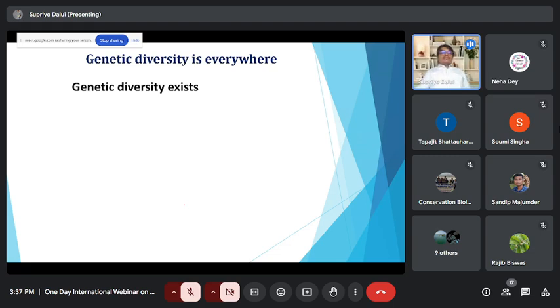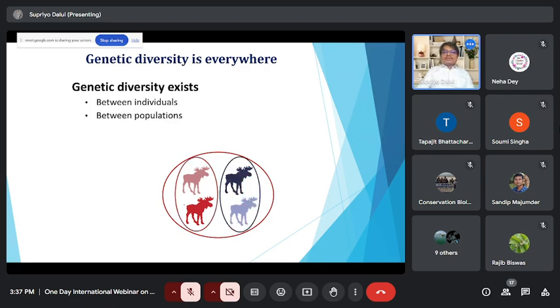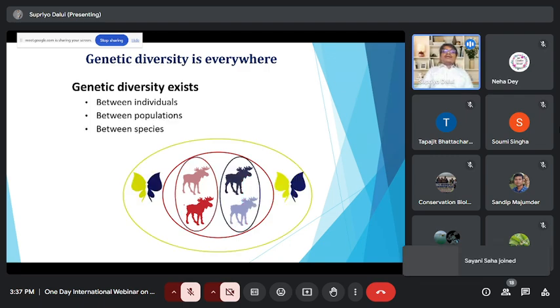So genetic diversity is everywhere. Genetic diversity exists between individuals. It can exist between populations and between species. So when we talk about genetic diversity and conservation of wildlife, it's not just conserving one particular individual or one particular population, because we have to protect the biodiversity altogether. For that, we need to conserve all the species in a particular ecological area, so that the richness of the environment can be saved in that particular forest or habitat. So it is an overall concept to protect the genetic diversity.